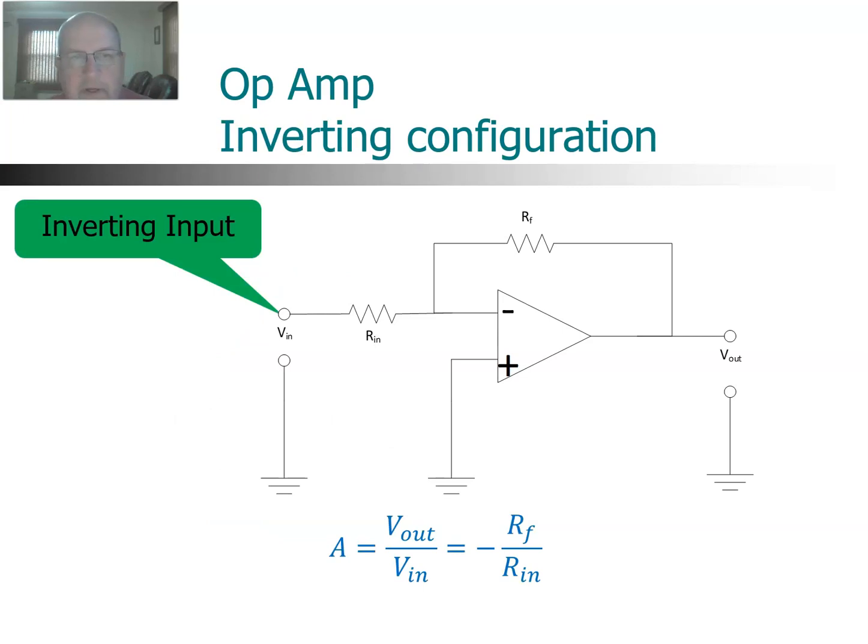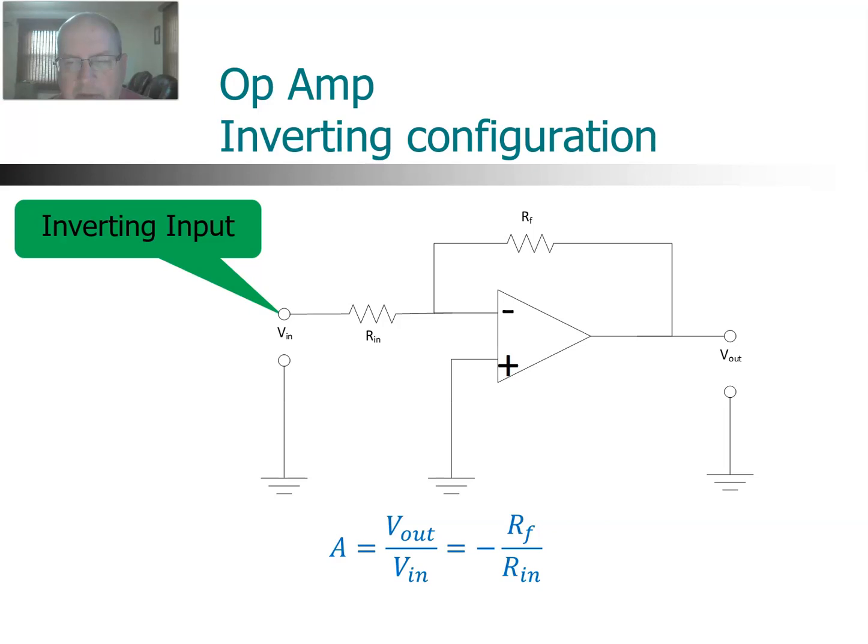Here is a specific configuration. This is called an inverting configuration because we're using the negative or inverting input of the op-amp. So we have a resistor in series, and we have a resistor feeding back from the output back to the input. That is the feedback resistor. The Rin is the input resistor. If we take the ratio between those two, Rf divided by Rin, that will give us the gain of this configuration, the gain of the amplifier, and gain is simply the voltage out divided by the voltage in.